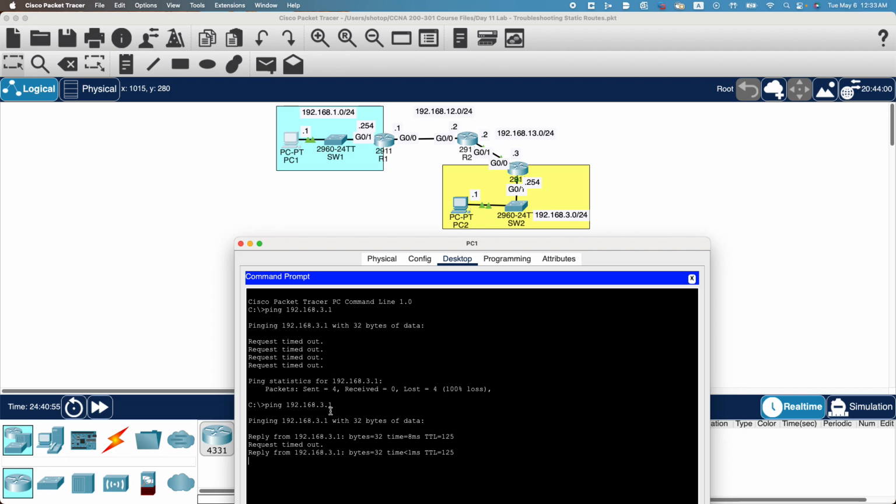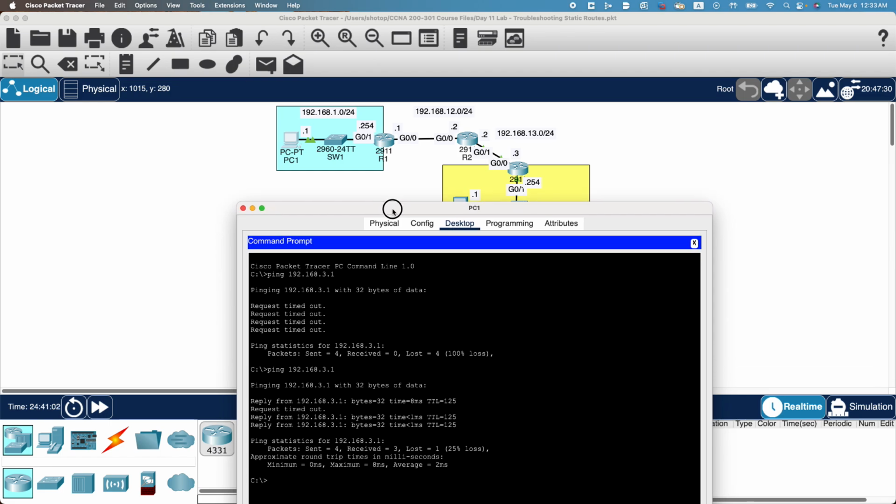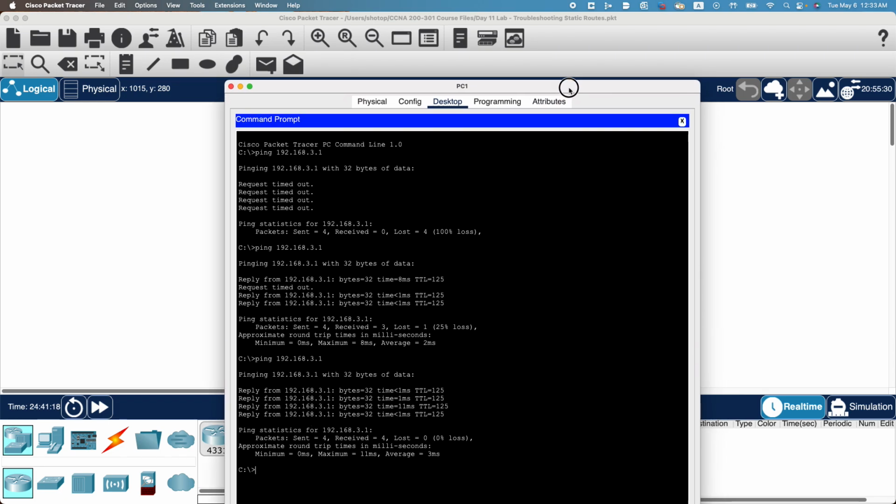It doesn't look like it. Wait. Oh yeah. Okay, it did. It had to do, I think, ARP, which is why it drops the first packet and then the next three. So now that ARP is done, now that address resolution is done, I would expect this to receive all four packets. And that is exactly what happened.